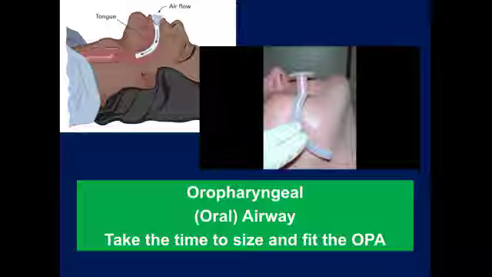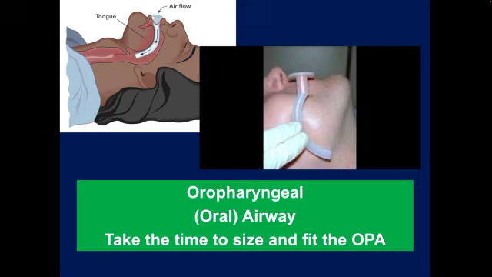So this is when you really need to take that extra 10 or 15 seconds. Look at the patient, pull the OPA out of your airway bag that seems to be roughly about the right size. Do your measurement like you see here in this picture. If it's too small or too big, try a different one. Trust me, this 10 or 15 seconds that you take to do this is going to make your call run so much smoother in the end.